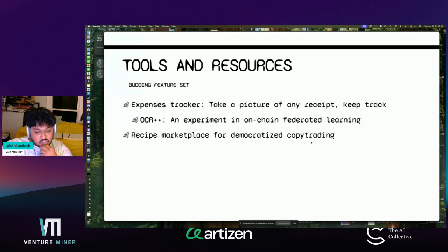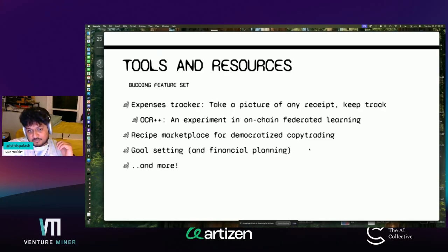Then, like I mentioned, a recipe marketplace for democratized copy trading. This can also be expanded into a recipe marketplace for saving. For example, as soon as some money hits your wallet or your account, take 10% and keep it away as a savings tactic or savings recipe. And then goal setting and financial planning, and there are some more which I'm happy to answer questions about, but it's probably too much for the pitch.